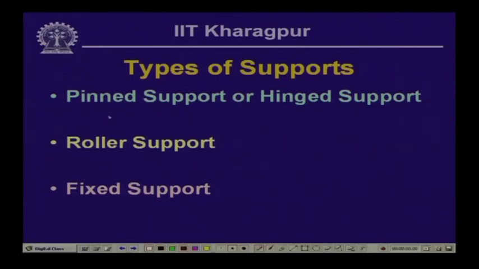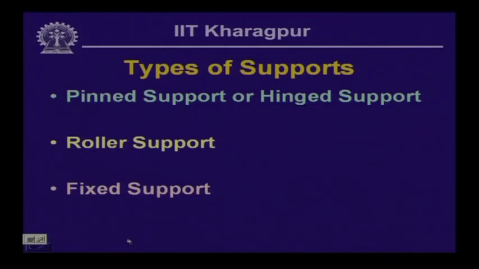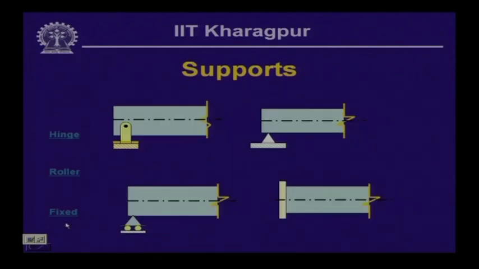We had looked into the aspects of supports like the pinned support, which we have also called the hinge support, the roller support and the fixed support. These are the kinds of supports that we encounter in beam members. Now, these are the types of beams which we have discussed.